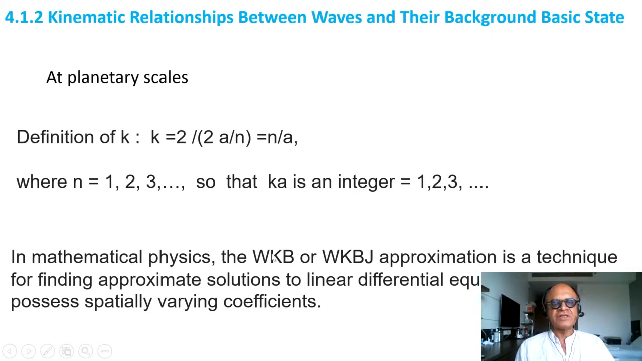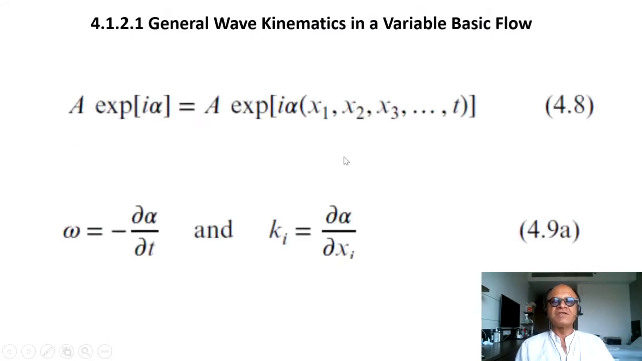In mathematical physics, there is an approximation called WKB or WKBJ approximation, which is a technique for finding approximate solutions to linear differential equations which have spatially varying coefficients. Later on in chapters 6 and 7, when we look at real waves in the tropics, we will see how complicated these things get, and that's why we're looking for these approximate solutions. So we will just remember that and leave it here. WKBJ are the names of the authors who developed these formalisms.